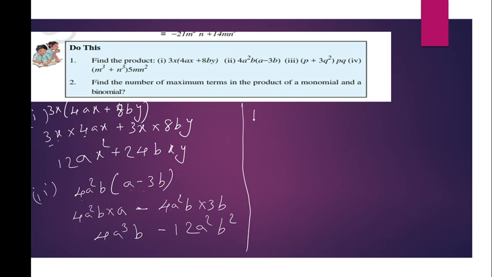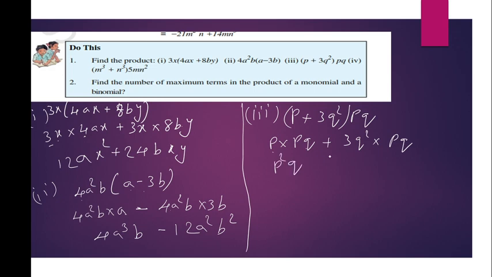Coming to the third one, p plus 3q square into pq. Now multiply pq inside, p into pq plus 3q square into pq. Now p into p square q plus 3, no coefficient means 1, 3 1s are 3. No p term, so p as it is, q square into q, q cube.